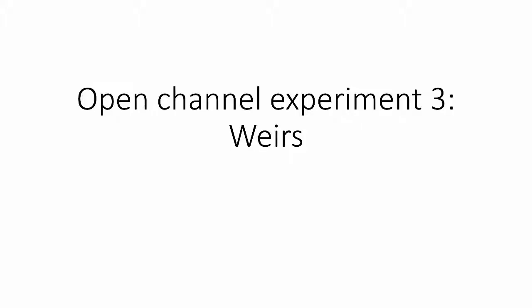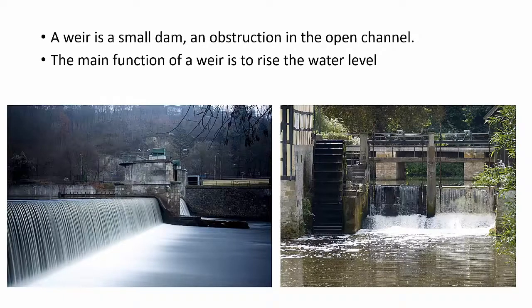In this experiment, we are going to study weirs. A weir is a small dam, an obstruction in open channel flow. The difference is that a dam is built for creating a reservoir, and a weir is built for elevating the water level. The elevation of water level can allow larger cargo ships to pass through and can increase the flow velocity when the water drops down from the weir, increasing the efficiency of the water-generated power.